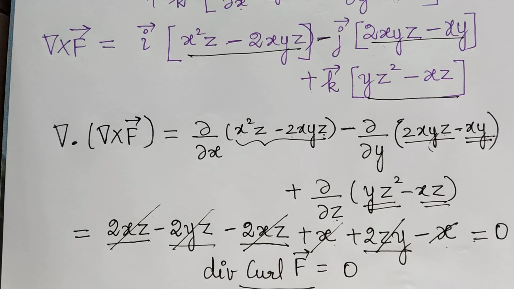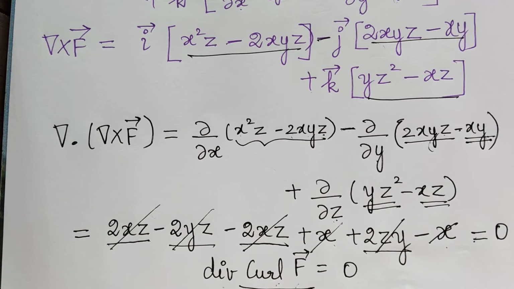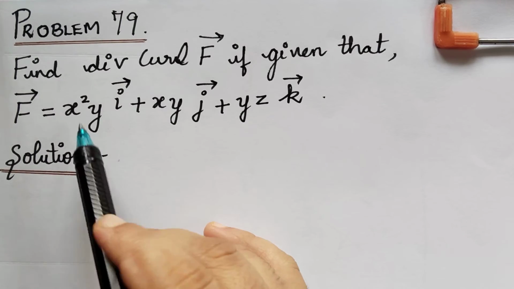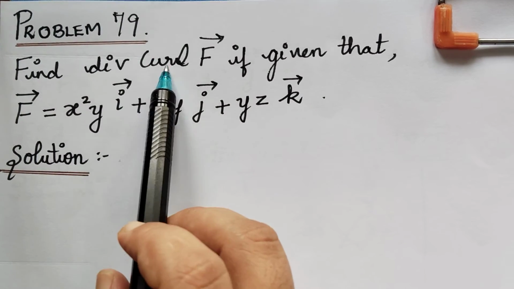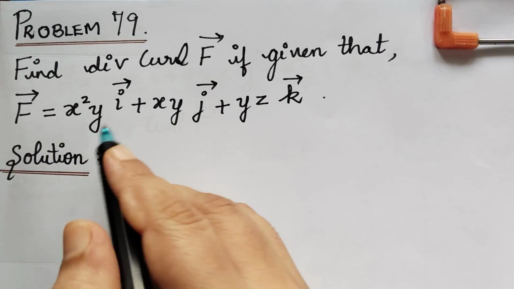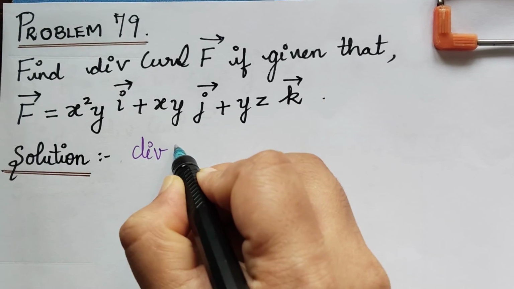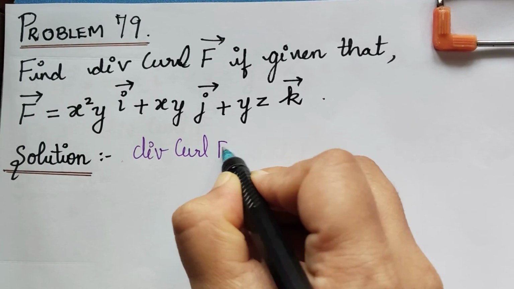So, hope you have understood how to find the divergence of curl of a vector point function. We will do one more problem for your better understanding. So here we have another problem. Find the divergence of curl of f vector given that f vector is this. So now f vector is given to us. We have to find divergence of curl of f vector.